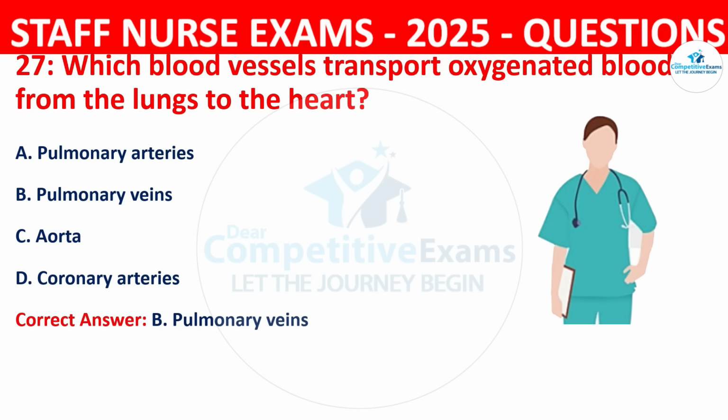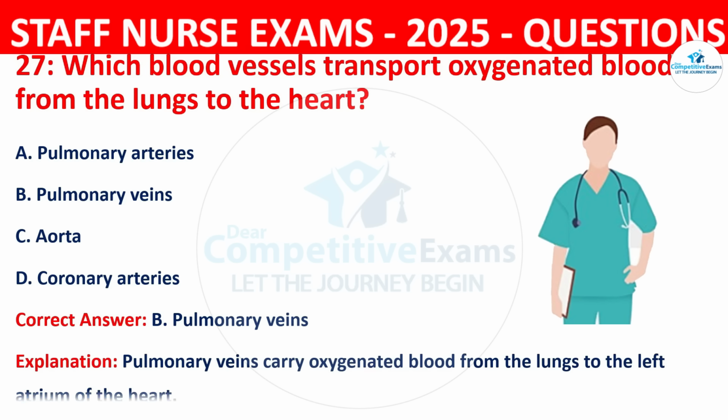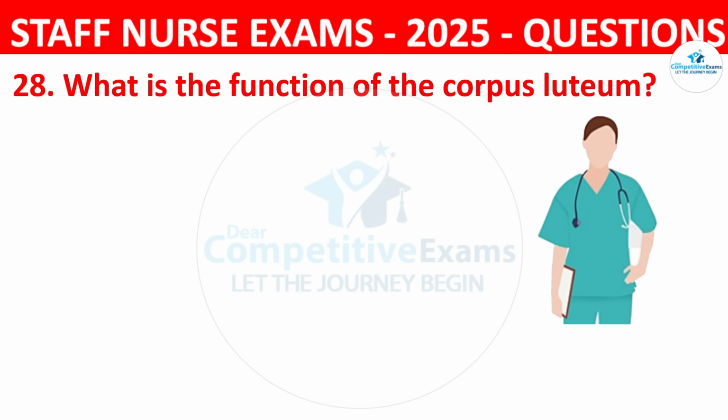The correct answer is B, that is pulmonary veins. Pulmonary veins carry oxygenated blood from the lungs to the left atrium of the heart. Question number 28. What is the function of the corpus luteum?